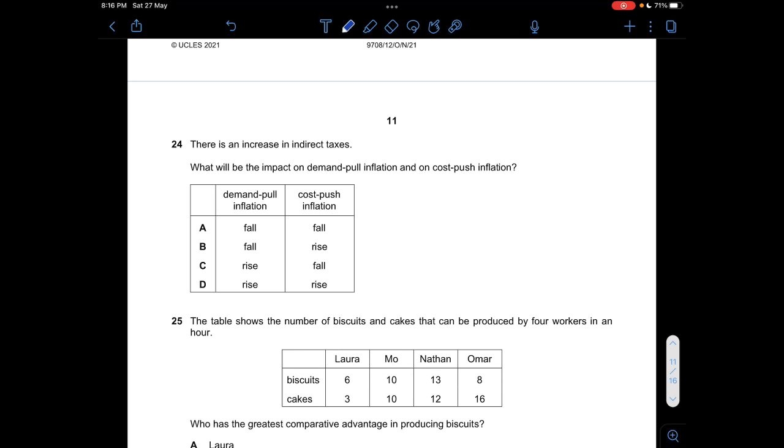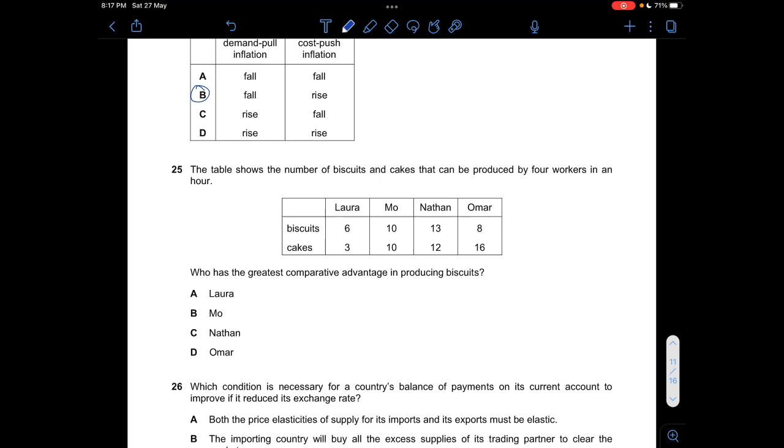Question 24. There's an increase in indirect taxes, and what will be the impact on demand pull inflation or cost push inflation? When there's an increase in indirect taxes, your cost push inflation would increase, so it will rise, and then demand pull inflation falls because fewer people will be purchasing the goods. So the answer is B. Fall in demand pull inflation and rise in cost push inflation.